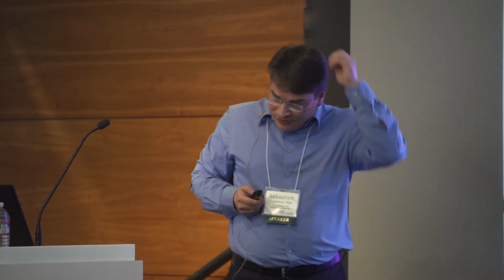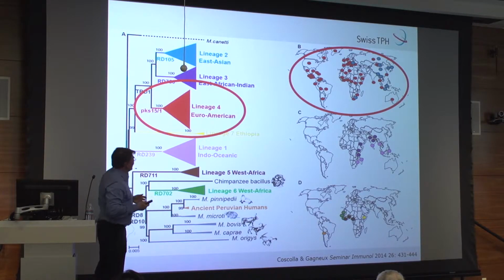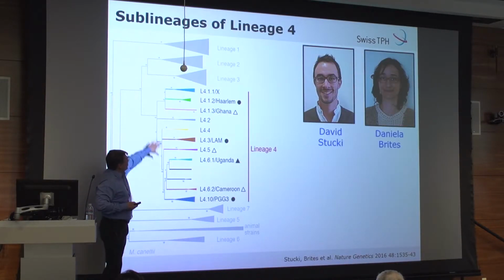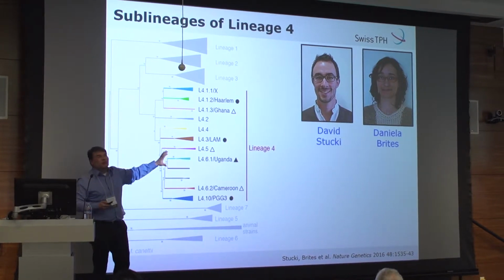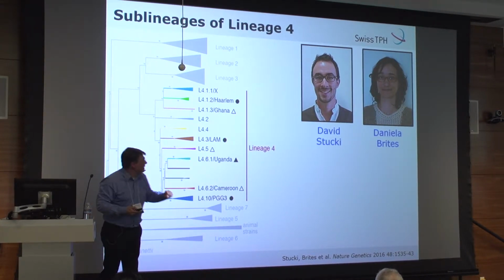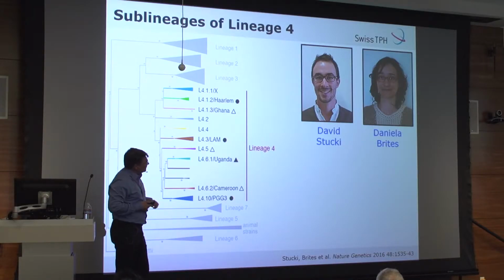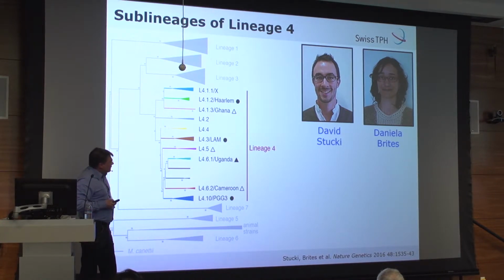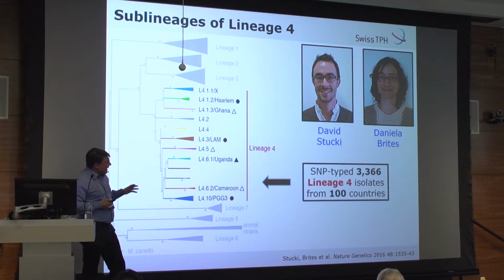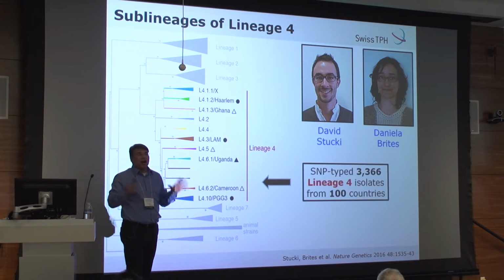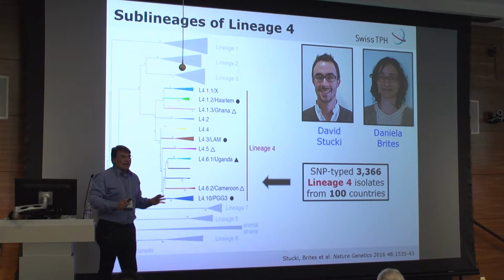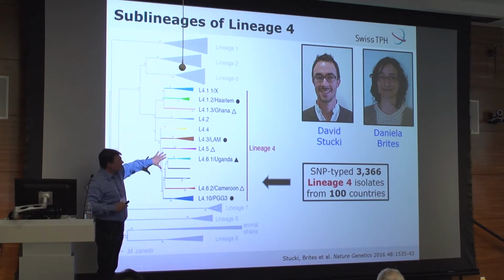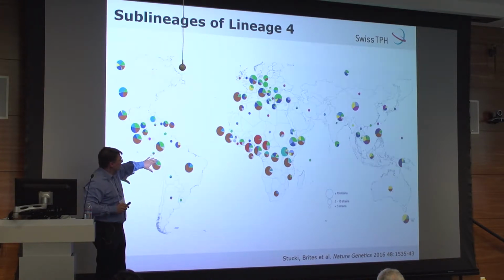So it turns out that if you look at more genomes, you see that red is not equal red. In fact, you can divide all red strains into at least 10 subgroups, so we call them sublineages. That's work from David Stuckey, a PhD in the lab, and Daniela Britz, a postdoc. But Daniela and David then screened almost 3,500 lineage 4 isolates from 100 countries, and then plotted the relative frequency of these 10 variants around the world.